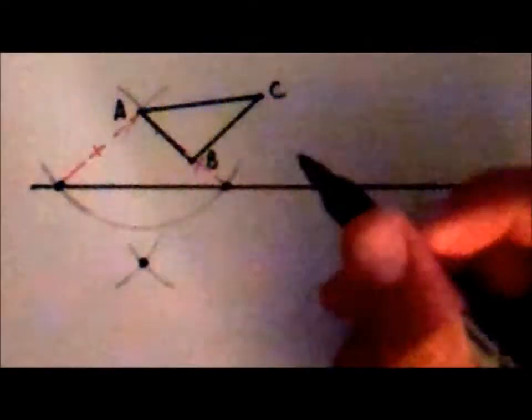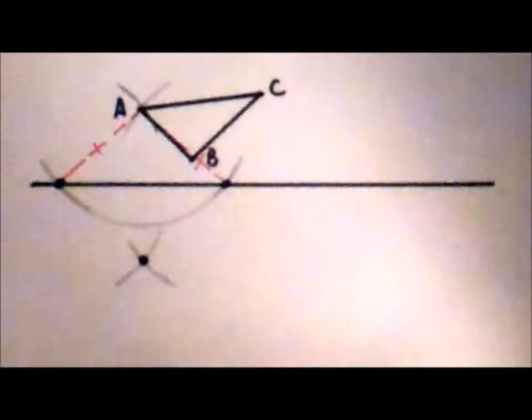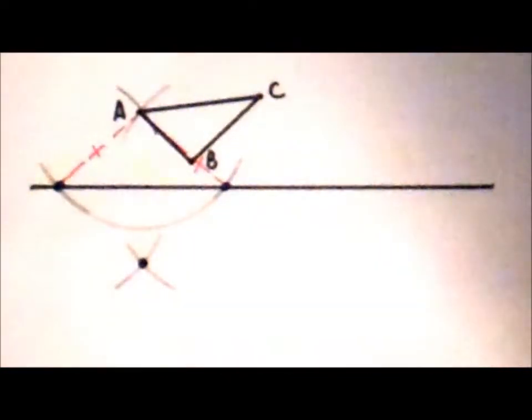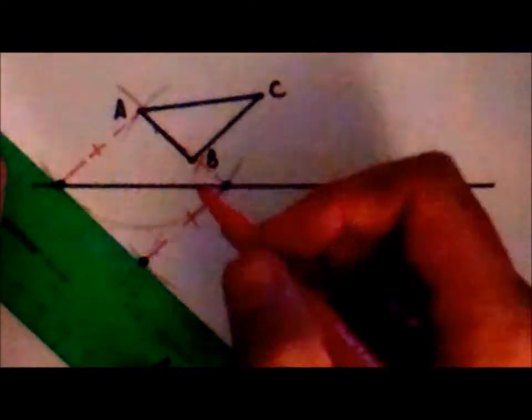All of these arcs we just drew were with the same radius. We did not change our compass at all, which means that the distance of these points below the line is going to be the exact same as above the line. Go ahead and draw those in.